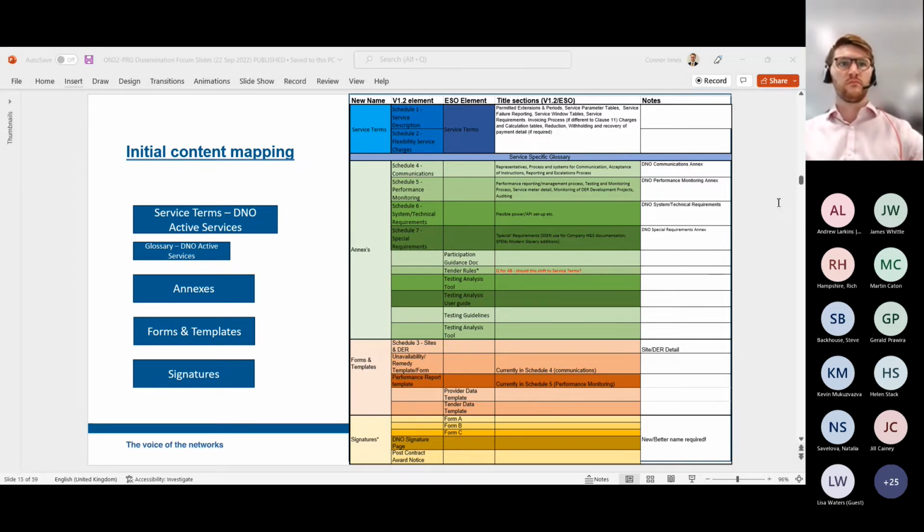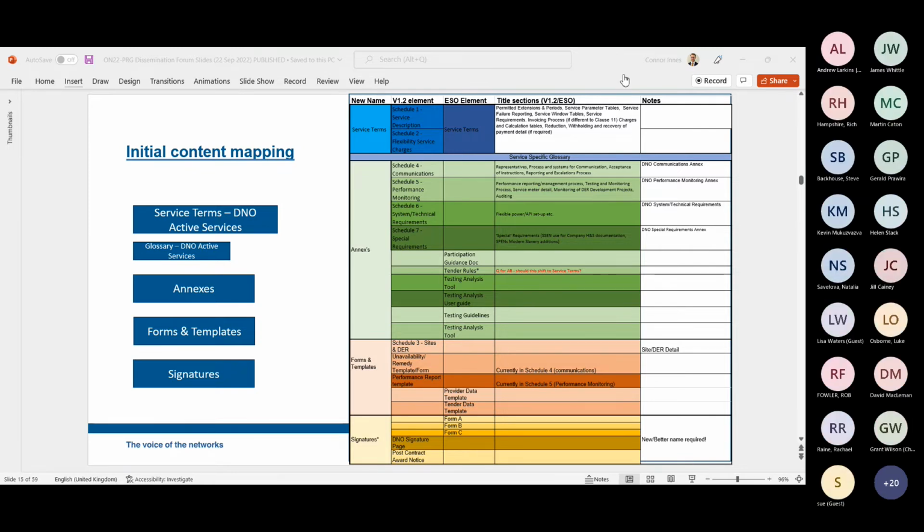Now, service specific glossary is deliberately not mapped over because that's new to the service, so there isn't really a map that goes into that. But you'll see in the service terms, when you look into the column V1.2 or the ESO element, where the current schedules and the current contractual documents used by the organisation will now fit in the new service structure. So this was just the initial mapping that we have done.